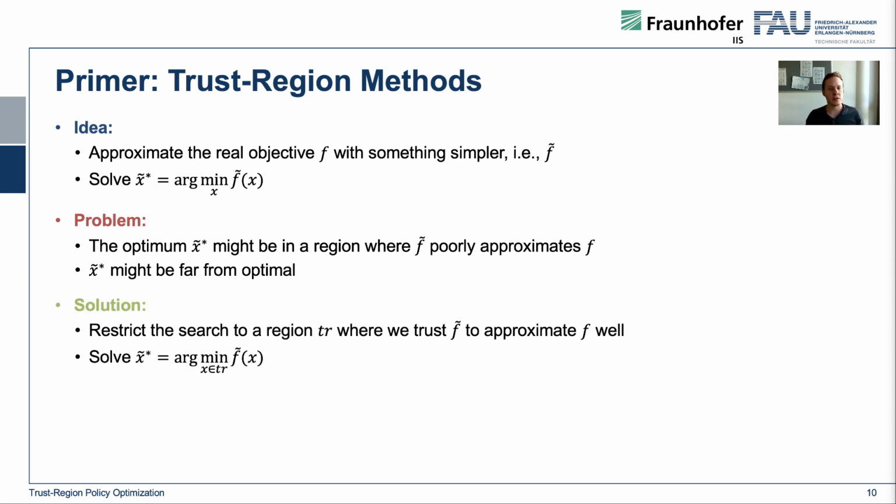And what's the easy solution for that? You just restrict the search to a region TR, the trust region, where you can trust your local approximation to be a good enough approximation of your function. Within that region you solve the optimization problem, meaning that all the parameters you want to find are not so far off from your current estimate.